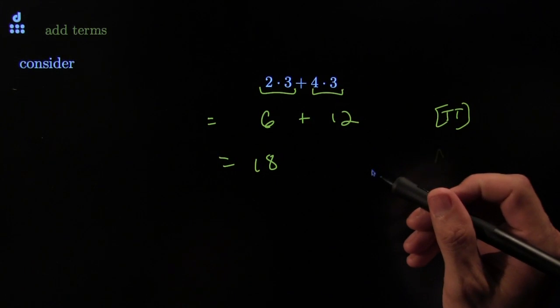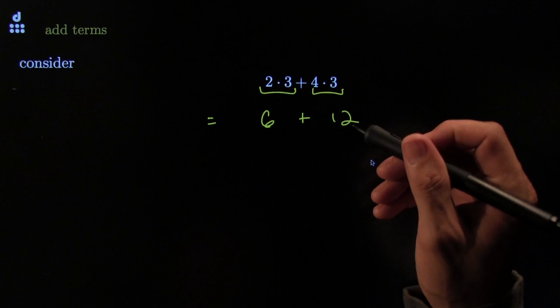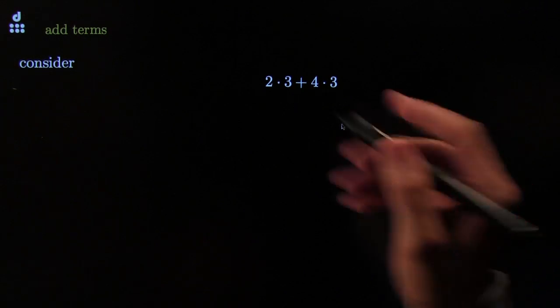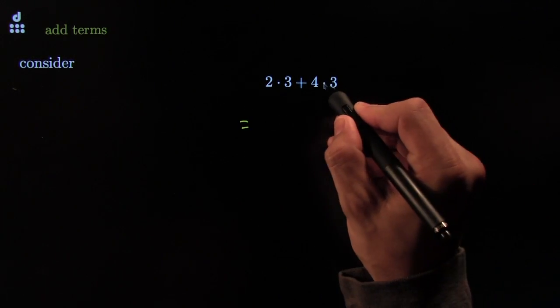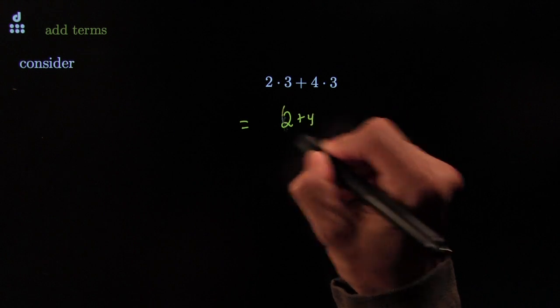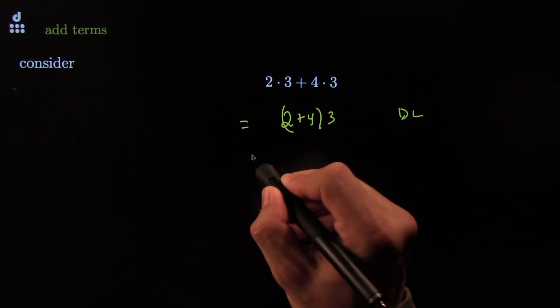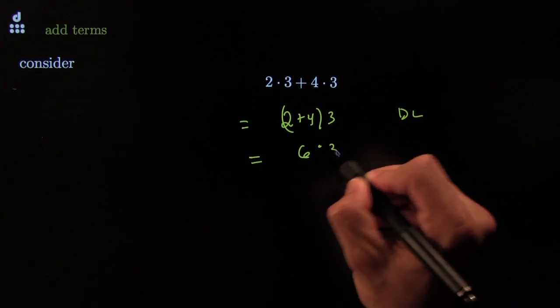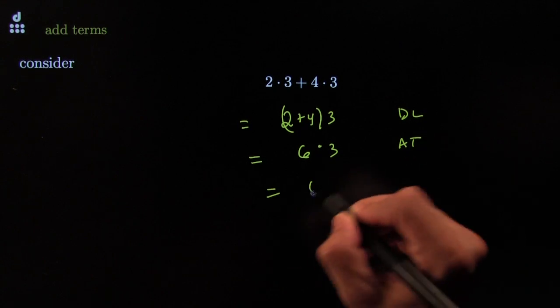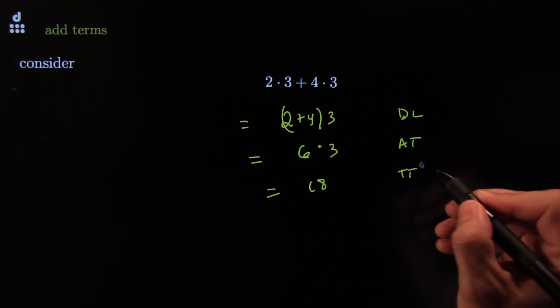Here's an alternative way to do this. Let's go back in time here. You say, well, it looks like someone distributed a 3, so that looks like 2 plus 4 3s. That's the distributive law. And so that's the same thing as 6 times 3 by the addition table, and so that's clearly 18 by times table. That would be another way.